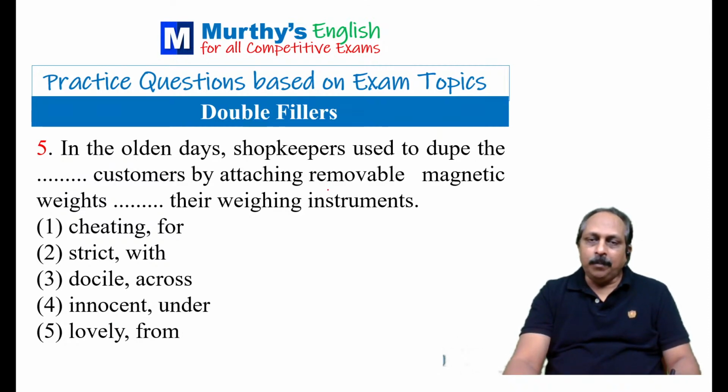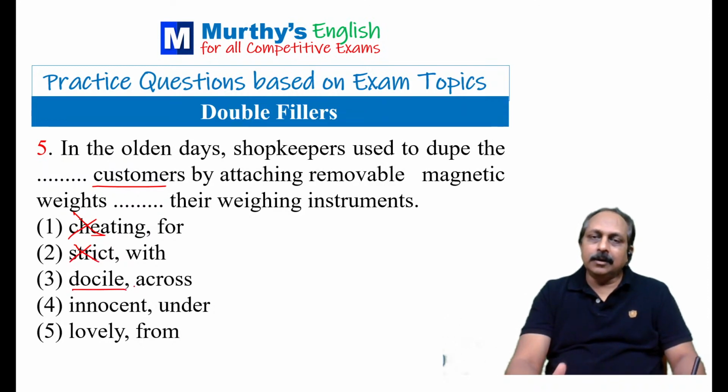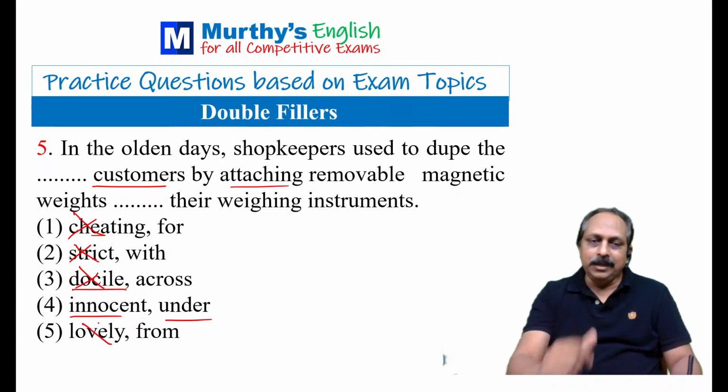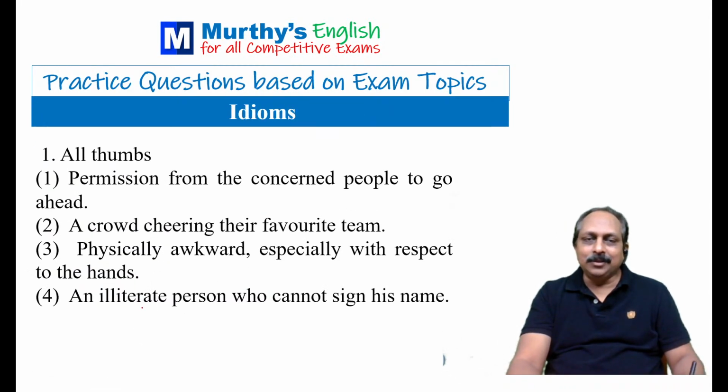In the olden days, shopkeepers used to dupe the customers. Cheating cannot be used here. Customers is a noun, so before that you need an adjective. Strict does not go with the context. Docile means easy to control, easy to tame. It goes with animals, persons also, but doesn't go with this context. Innocent customers seems right. And by attaching removable magnetic weights under the weighing instrument seems right. Lovely customers. Answer is the fourth option, obviously. Docile, submissive, easy to tame, easy to control.